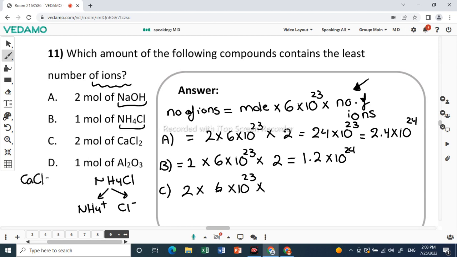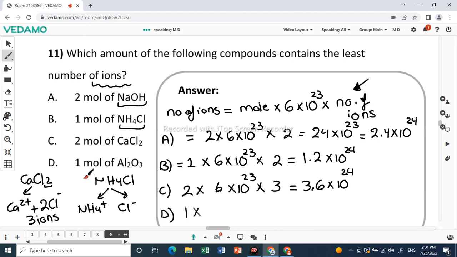CaCl2. You have 1 Ca positive 2, and you have the chlorine as well, but here I've got 2 Cl negatives. Remember to count all the ions. So in total, it is 3 ions here. So it's multiplied by 3. 2 times 3 is 6. 6 times 6 is 36. So I can rewrite it in scientific notation. Of course, it's 36 times 10 to the power of 23. I'm rewriting it into scientific notation, so it is 10 to the power of 24.